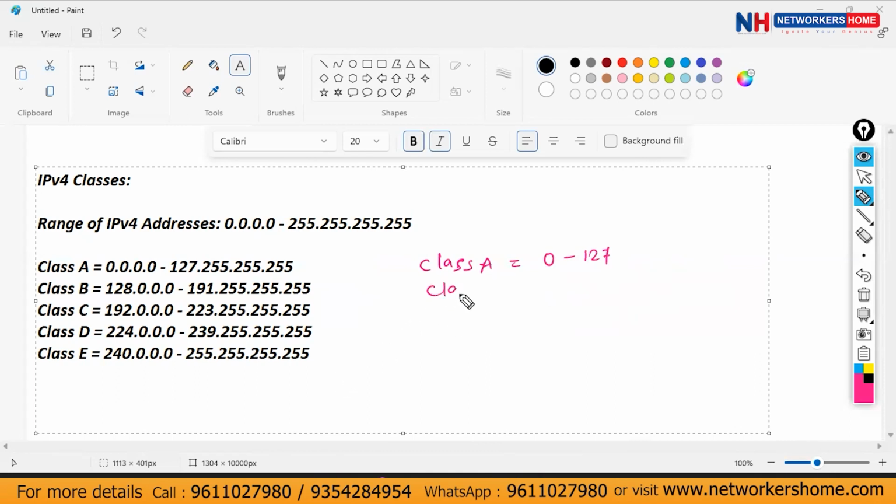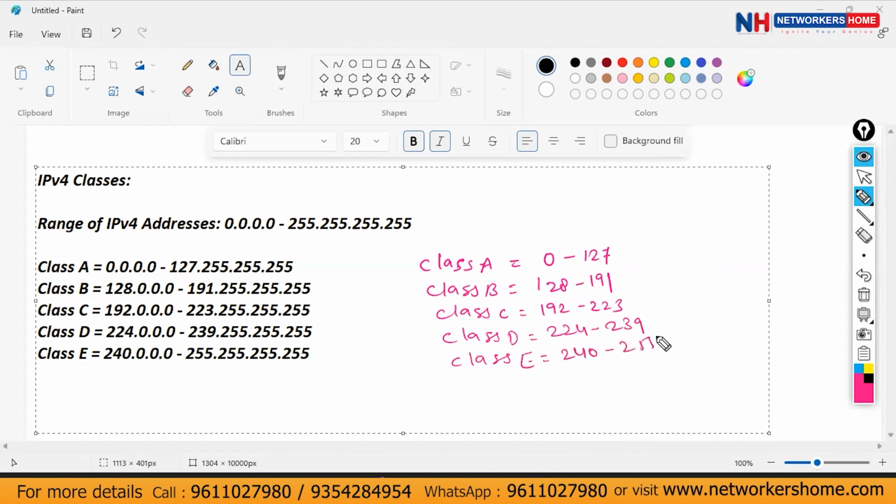it is class A. For class B, the first octet value should be 128 to 191. For class C, 192 to 223. For class D, 224 to 239. And for class E, 240 to 255. Now this makes the calculation easier.